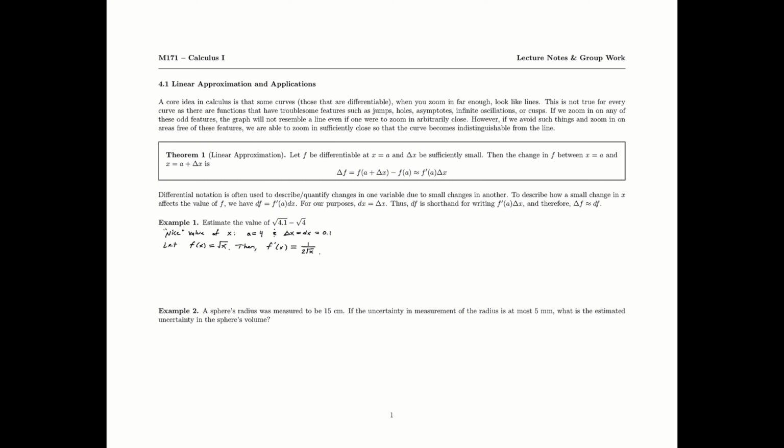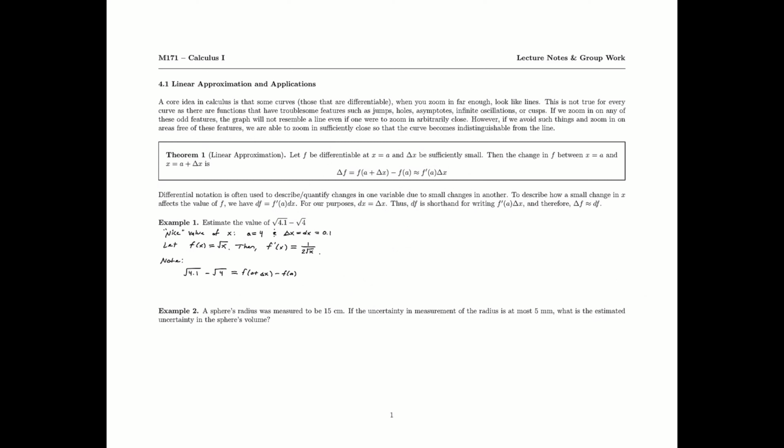So now note the following. Note that the square root of 4.1 minus the square root of 4 is exactly f of a plus our delta x minus f of a. Take a second here, pause the video if you have to, to see how with our choice of a and delta x, this turns into this upon substitution into the function square root of x. Okay, good? Good. So that's equivalent.